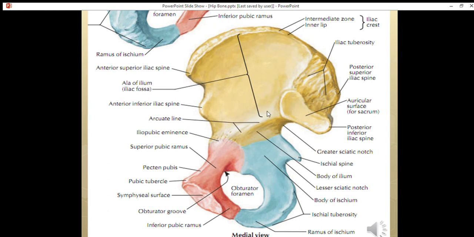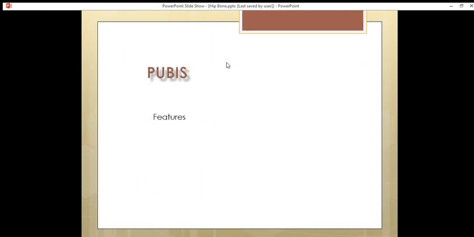Below the auricular surface, the smooth part of the sacropelvic surface is the pelvic part, and it is also labeled here the body of ilium, and above, the fan-shaped part of ilium is also known as ala of ilium. The second part we are going to discuss is pubis.